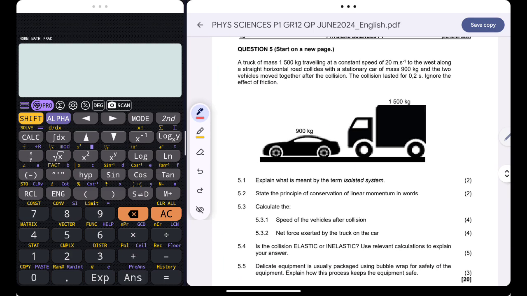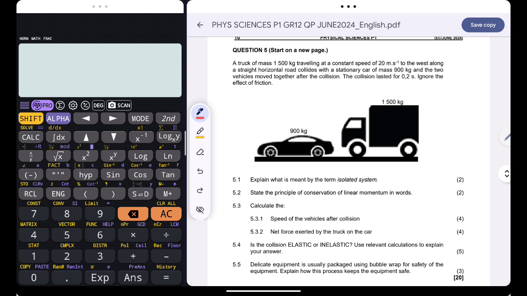We are told that a truck of 1,500 kilograms is traveling at a constant speed of 20 meters per second to the west along a straight horizontal road, and it collides with a stationary car of mass 900 kg, and the two vehicles move together after collision. The collision lasted for 0.2 seconds. You must ignore all the effects of friction.